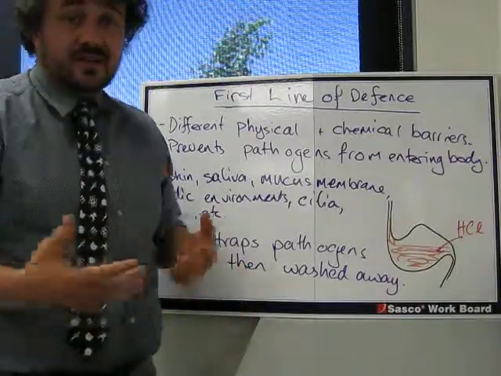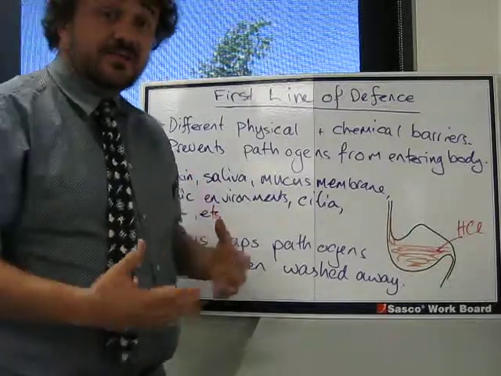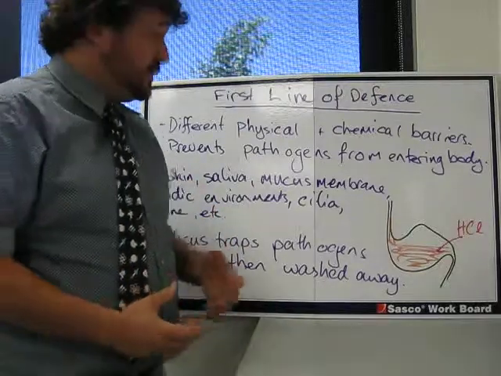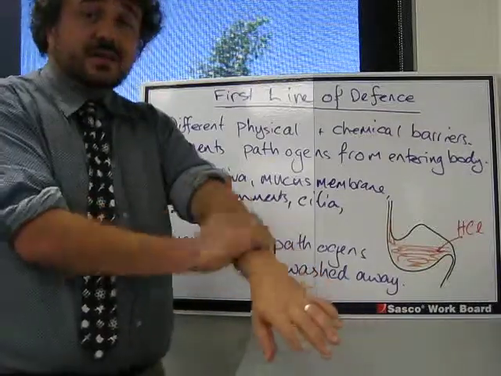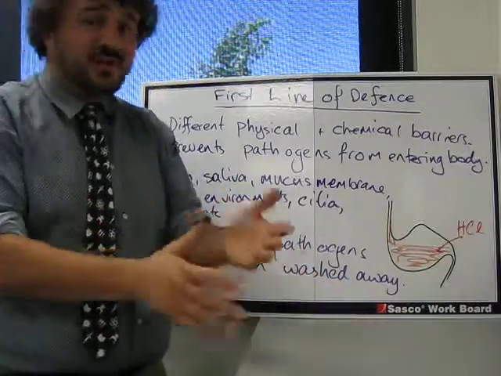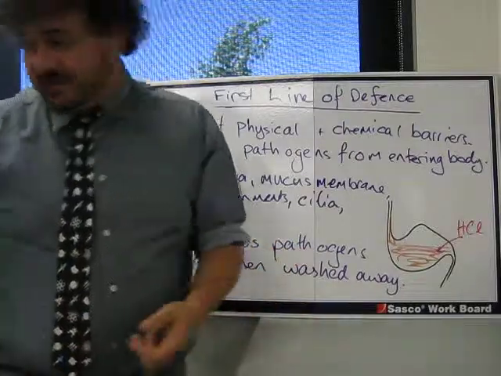Urine, which again, the urethra is an entrance into the body, and urine is toxic to most bacteria. And your skin is slightly acidic, which also makes it a rough environment for most bacteria to live in.